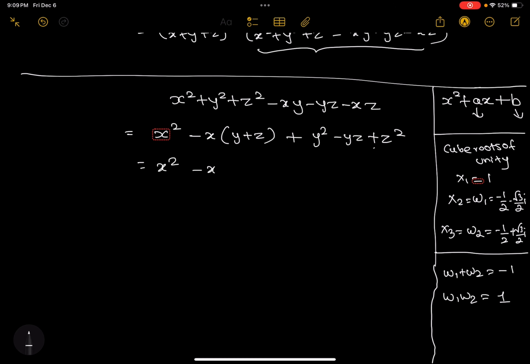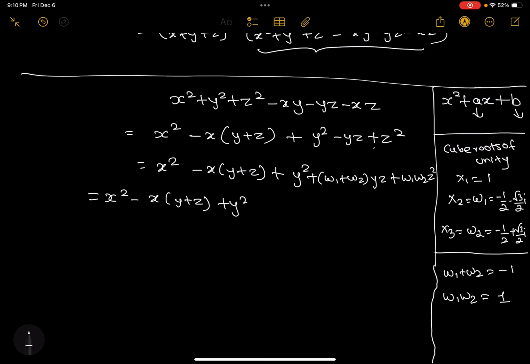So x square minus x times (y plus z). Over here, if you use that, you will get y square. Now I can write negative 1 as omega 1 plus omega 2, times yz, and 1 as omega 1 omega 2, times z square. The helpfulness of writing it in that form is that now we have y square plus omega 1 yz plus omega 2 yz plus omega 1 omega 2 z square.